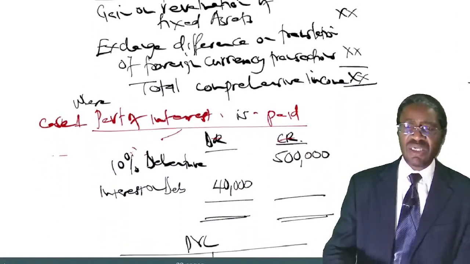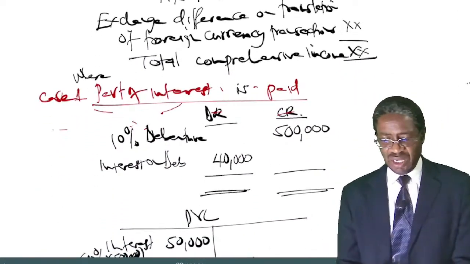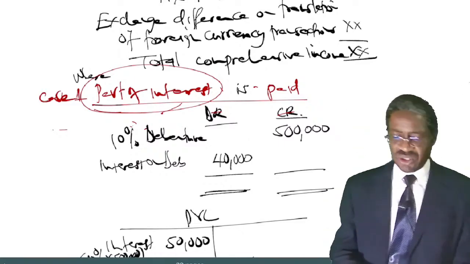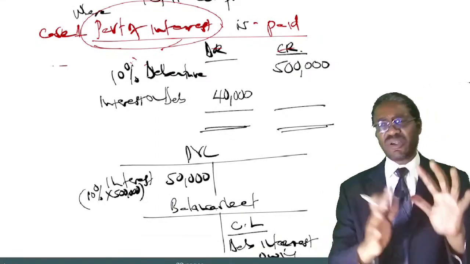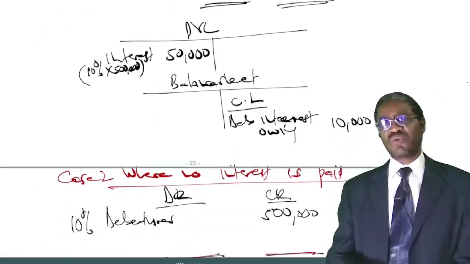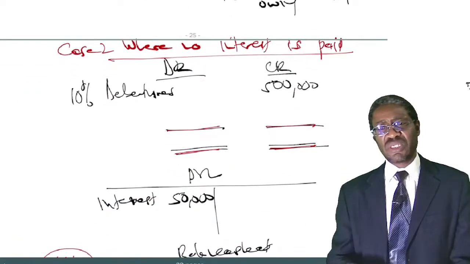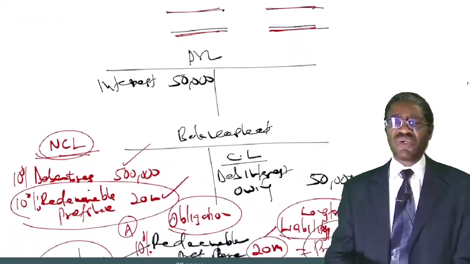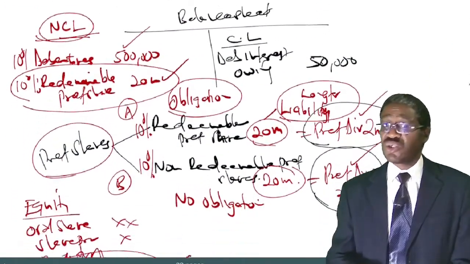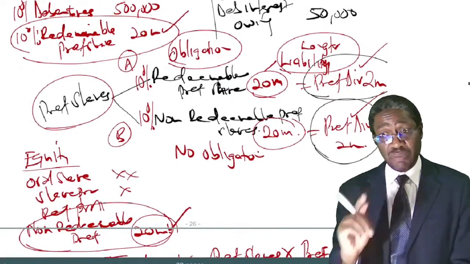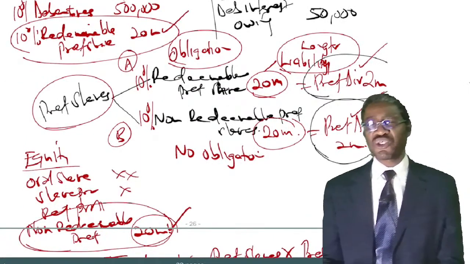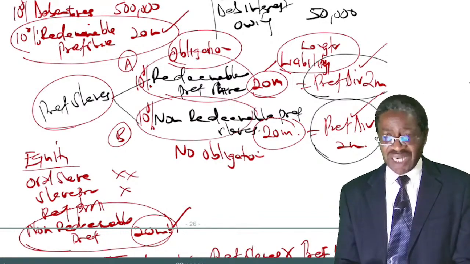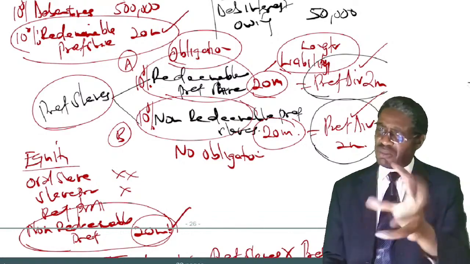From there, we discussed how to treat interest on debentures, where it's partly paid and where it's not paid. You can see those 2 cases, case number 1 and case number 2, where no interest is paid. After that, we discussed how to treat preference shares, and I told you it's important that if your company has preference shares, you must ask yourself whether you have redeemable or non-redeemable preference shares. We talked about it in detail.